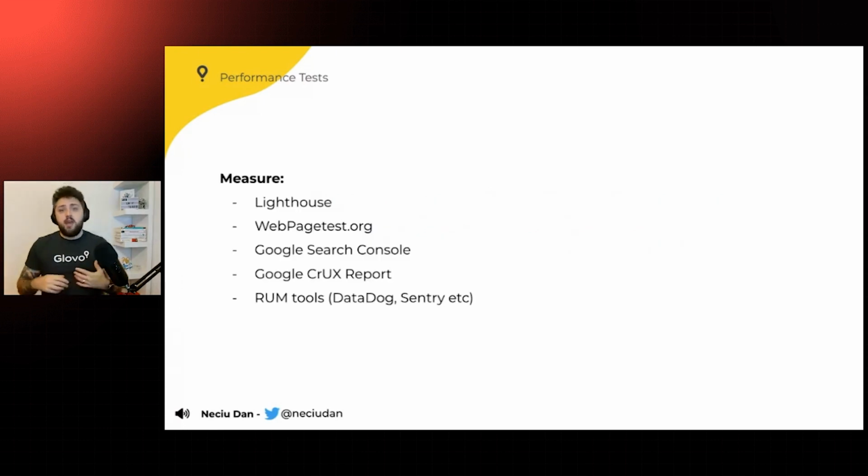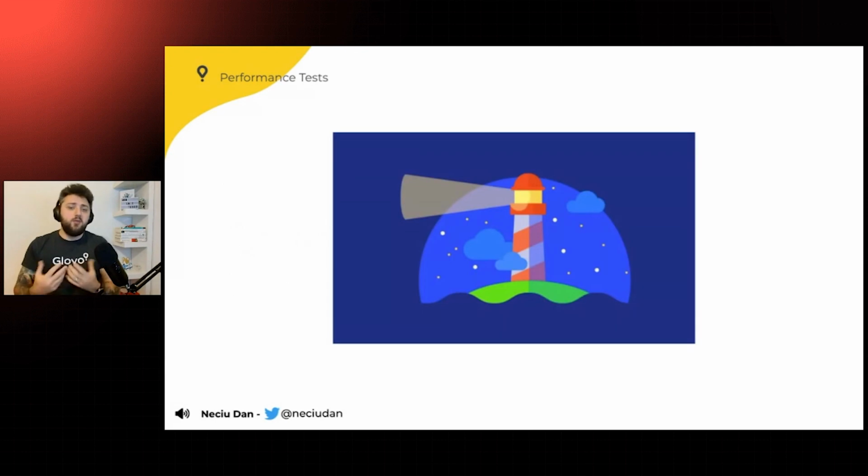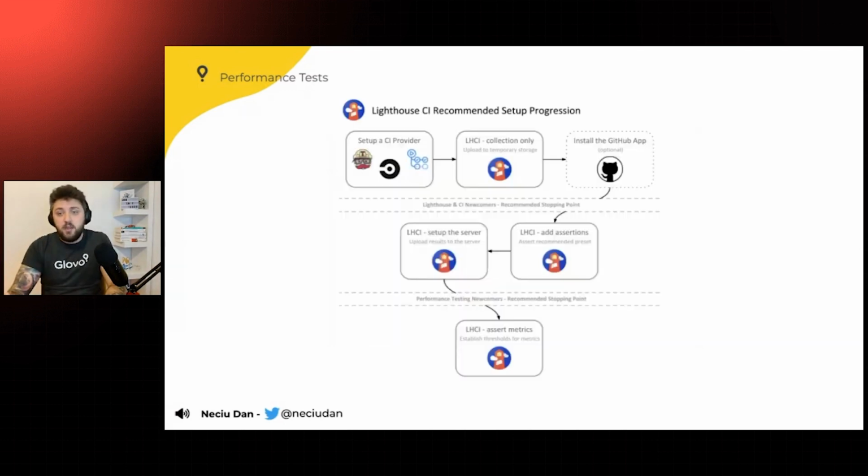And to measure this, we have all sorts of tools. We have Lighthouse, Web Page Test, Google Search Console, the Crux report, and a lot of RUM tools like Datadog, Sentry, etc. But for us, we found out that the most important are Web Page Test and Google Search Console. Why? As we know, Lighthouse, we use it as developers pretty often, but it's not that useful once you go in on the problems. Like the name implies, it's supposed to guide you to a solution, but it doesn't give you clear advice on what you have to do.